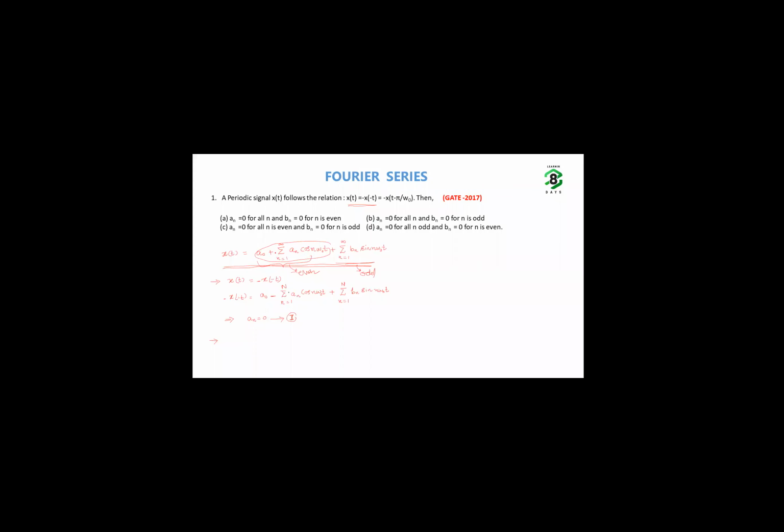That is the trivial case. And if they give that x of t is an odd signal, then either way, a0 and an are going to be 0. That also came 2-3 times in previous GATE and IES papers. So that is the first part we have answered.